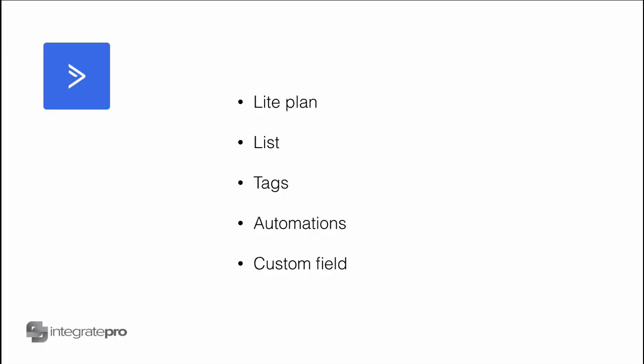Now, we're using the Lite plan, and all we're going to be doing inside ActiveCampaign is setting up a single list. We're going to create tags, we're going to import and modify automations, and then we're going to set up a single custom field. One thing to note, the automations and the way we set it up, the order is important. It'll save you a lot of time if you do it in this order. So let's dive right in.